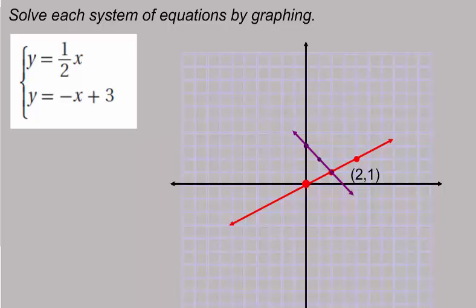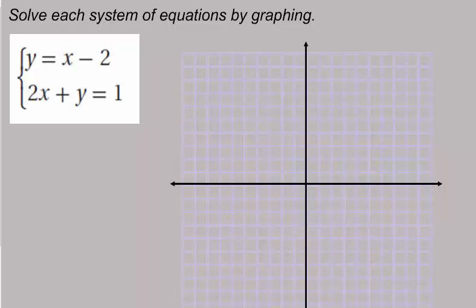Now I can then go back and check my work. I can take that 2 and plug it in for x, take that 1 and plug it in for y, and check my work similar to what I did at the beginning of this video, and it will work out. So 1/2 times 2 is 1, which is my y value, and -2 plus 3 is 1, which is my y value as well. So that one does check out.